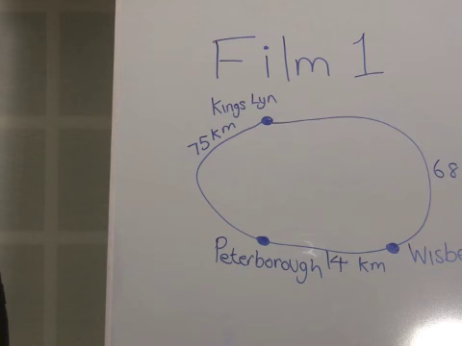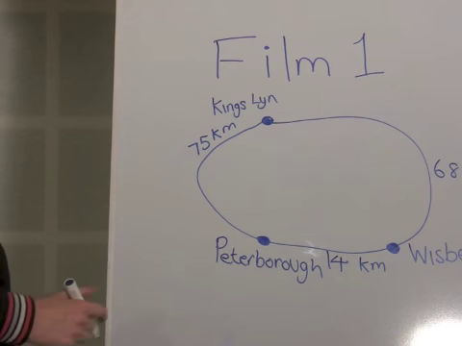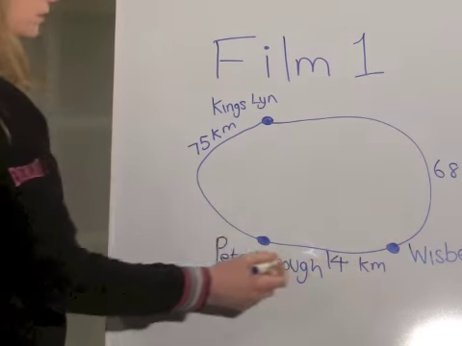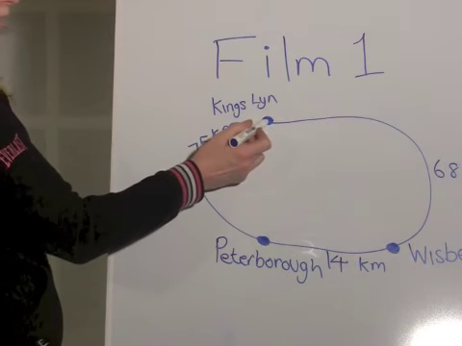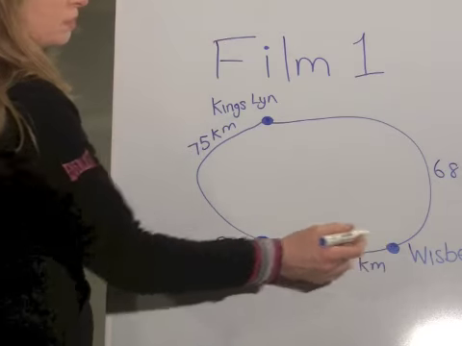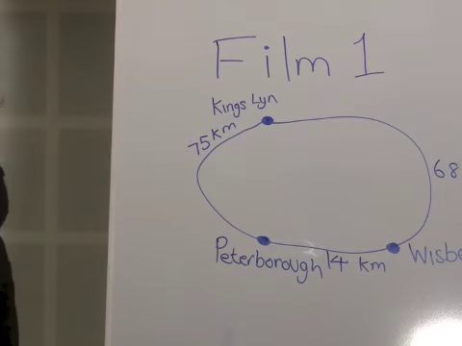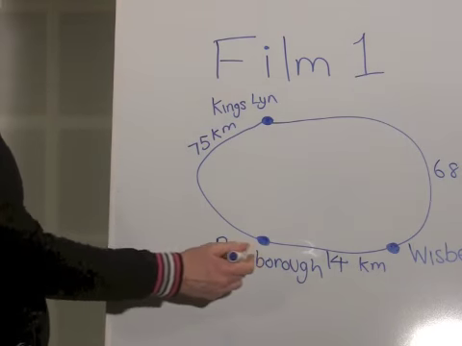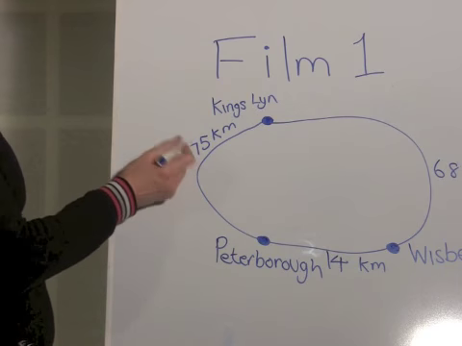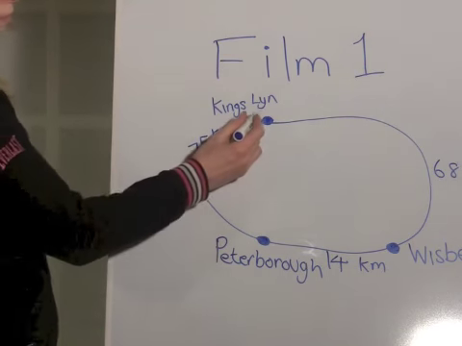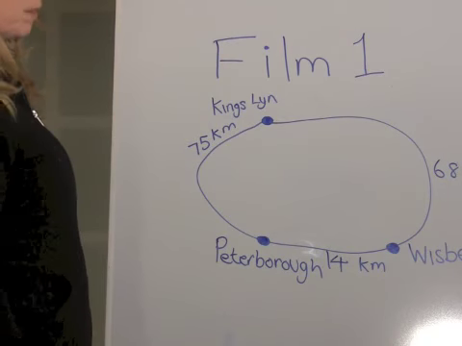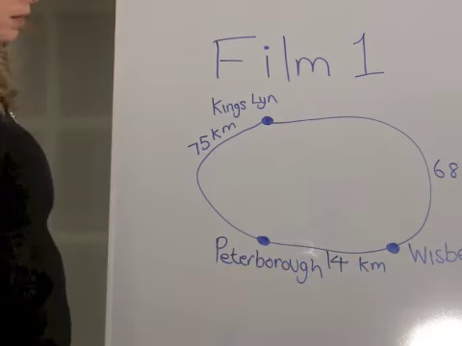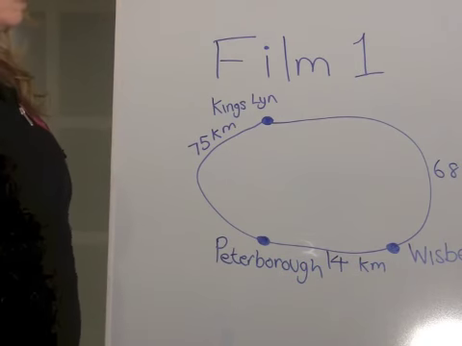Here's another question about distances. This time I have a circular route. It goes round in a ring. Again, I have 3 towns: Kings Lynn, Wisbech and Peterborough. From Peterborough to Kings Lynn is 75 kilometres. From Kings Lynn to Wisbech is 68 kilometres. And from Wisbech to Peterborough is 14 kilometres.